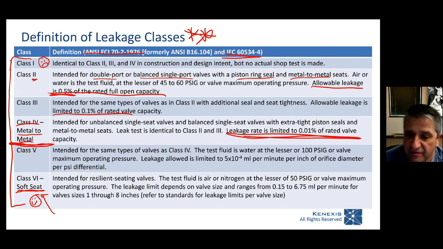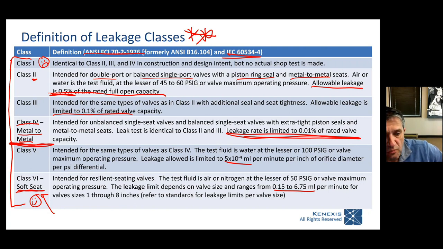Now, when you get to class 5, instead of rated capacities, we start talking about actual amounts of material. So 5 times 10 to the 4th milliliters per minute per inch of orifice diameter for class 5, and 0.15 to 6.75 milliliters per minute for valve sizes 1 through 8. So this is our range of leakage classes, and basically the testing criteria that you need to confirm have been achieved when you're doing your periodic function tests.